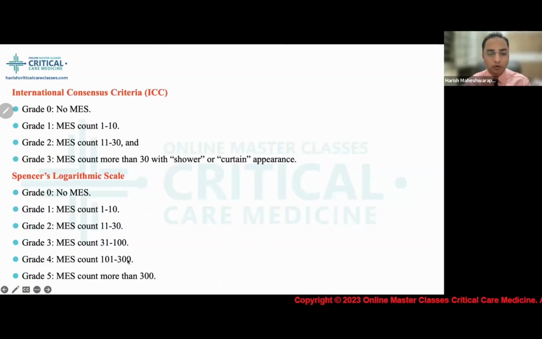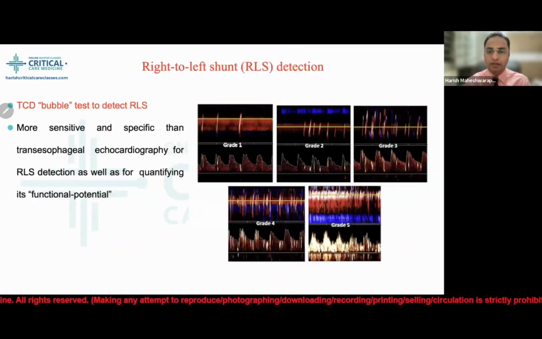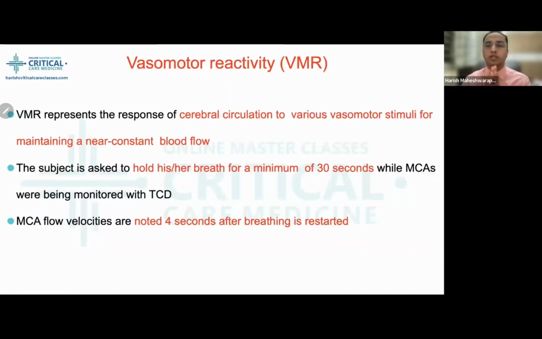So 101 to 300 is grade 4, more than 300 is grade 5. Obviously, this appears like a shower or curtain appearance in the TCD waveform. This is how it looks when you have a significant, severe grade right-to-left shunt with a patent foramen ovale. Okay, so what about getting an idea of vasomotor reactivity by using TCD?